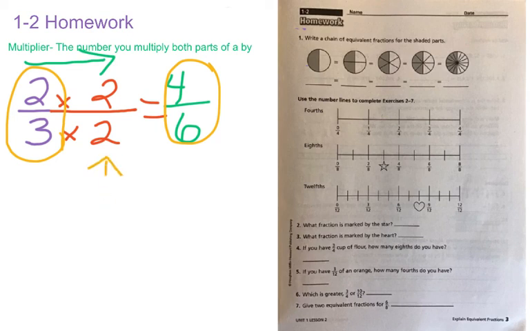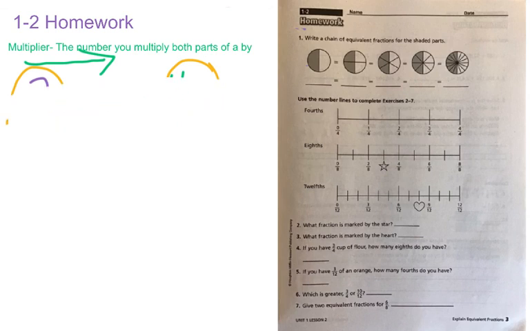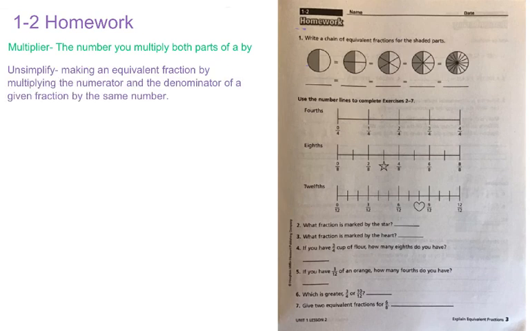Now we're going to discuss unsimplifying. And so we have another vocabulary term here, and it's called unsimplify. And that just means we're making an equivalent fraction by multiplying the numerator and the denominator of a given fraction by the same number. And that's exactly what we just did there. In order to unsimplify, we're using a multiplier to give us an equivalent fraction by multiplying the top numerator and the bottom denominator by the same number.